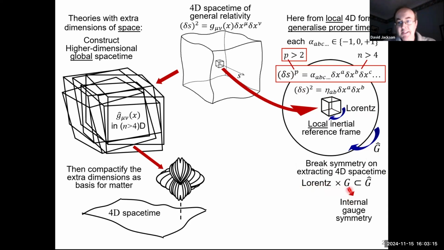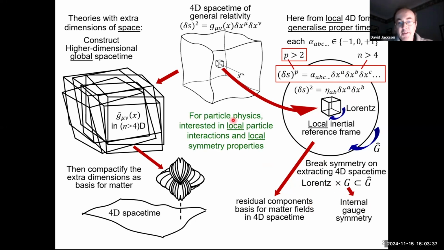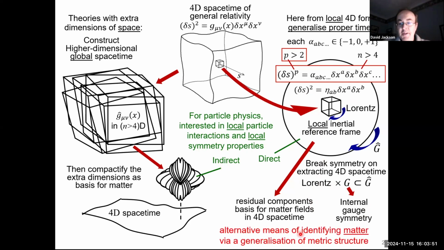So this is the symmetry of the physics. As consistent with things like the Coleman-Mandula theorem, the full symmetry is not the symmetry of the physics. And the residual components in here, there's no geometric interpretation. I've drawn them as a circle just to represent it's a larger set of components. These components will be the basis for matter as transforming under this broken symmetry. In particle physics, we're interested in local particle interactions, local symmetry properties. So this is a very direct way of getting some kind of local properties of matter, compared to the indirect approach of extraspatial dimensions. It's an alternative way of identifying matter by generalizing a kind of metric structure.